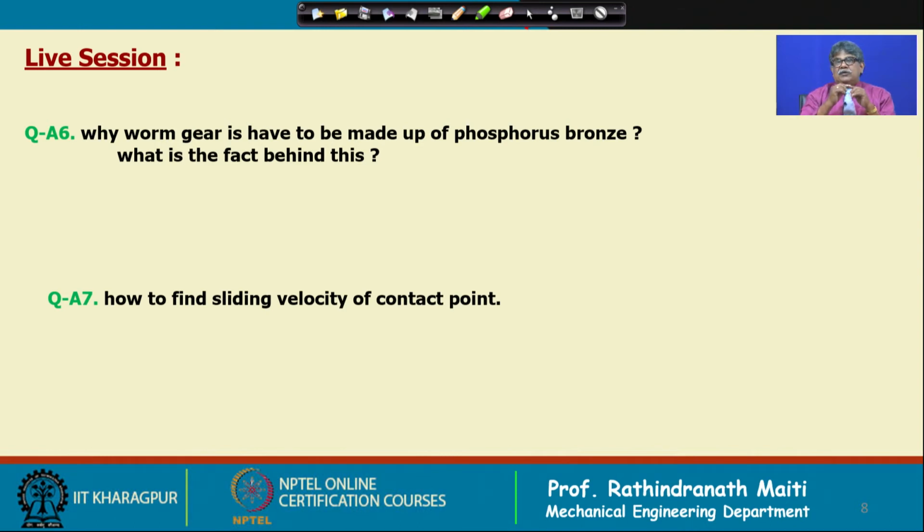Between two contact points you have to find out the length of the involute tooth, the length of the involute for both the gears. Okay. And then if you differentiate with respect to time, you will find the relative velocity, and that will give the sliding velocity. It is not very easy, I would say a little tedious, but not difficult either. So, you can try in that way.